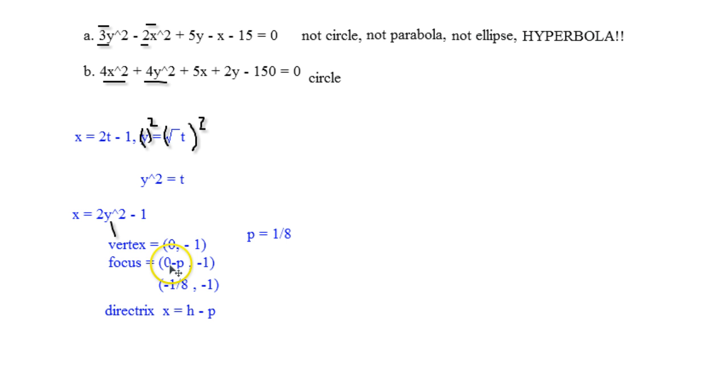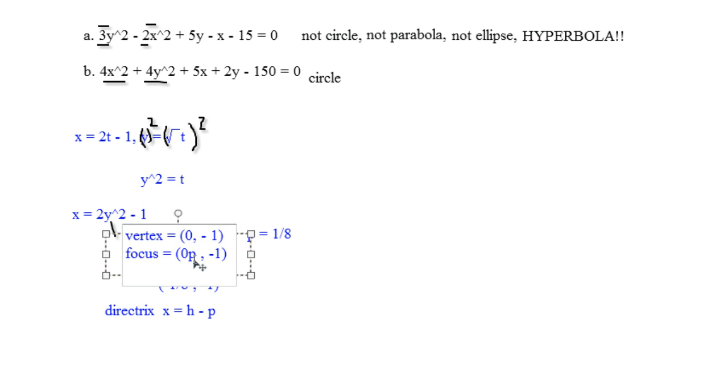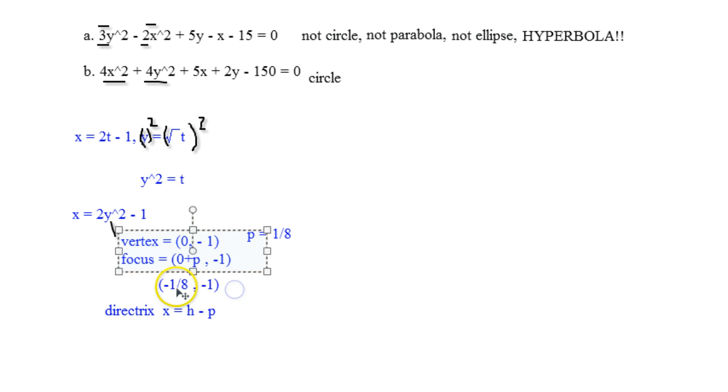Okay, and I just realized I made a mistake on here, so let me go back and correct that. So that's going to be plus p, so this should turn into a positive 1/8. Now the directrix is going to be the opposite, so it's going to be 0 minus p, so the directrix is going to be x equals negative 1/8 as the line. Okay, and if you graph it, you should be able to see it, and it works out pretty nicely.